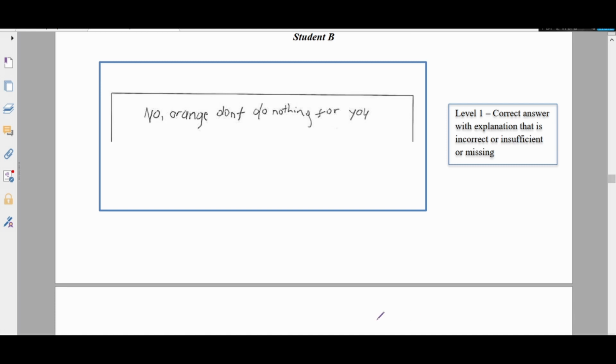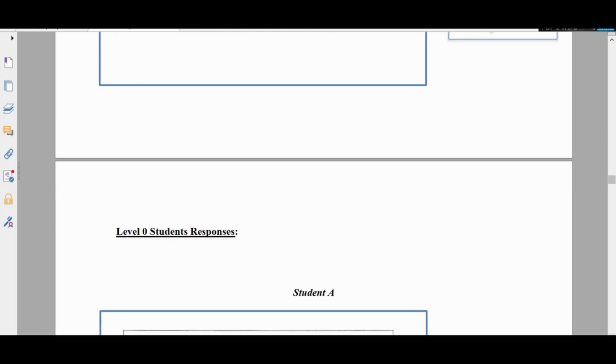Here's another example. "No, orange don't do nothing for you." Correct answer in that it is no, this breakfast is not suited for the athlete, with explanation that is incorrect or insufficient or missing. Now, oranges don't do nothing for you? That is not correct. Oranges provide you with important vitamins, right, that are important to general health. But in this case, our meal plan needs to be tailored for the young athlete.